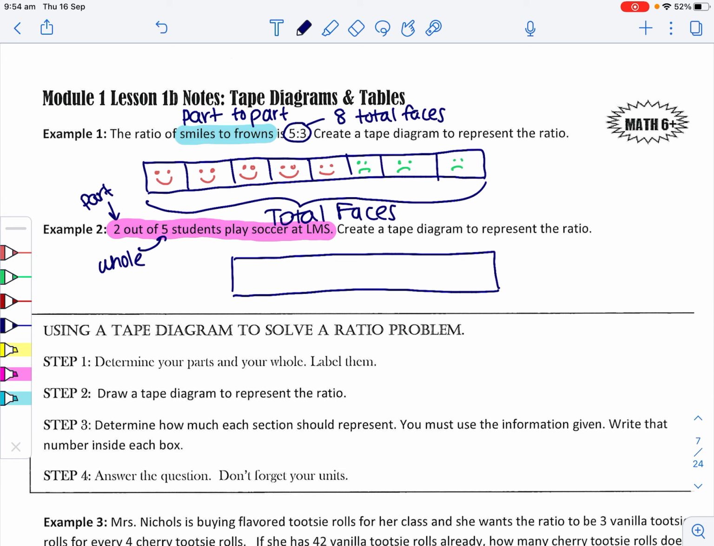So to create my tape diagram, my whole tape diagram is going to be cut into 5 parts. 1, 2, 3, 4, 5. So this is the total students. And I've got 2 out of 5 that play. So I'm going to write play and play. And then I've got to write what these other 3 kids do. Well, they don't play soccer. So I'm going to write don't.